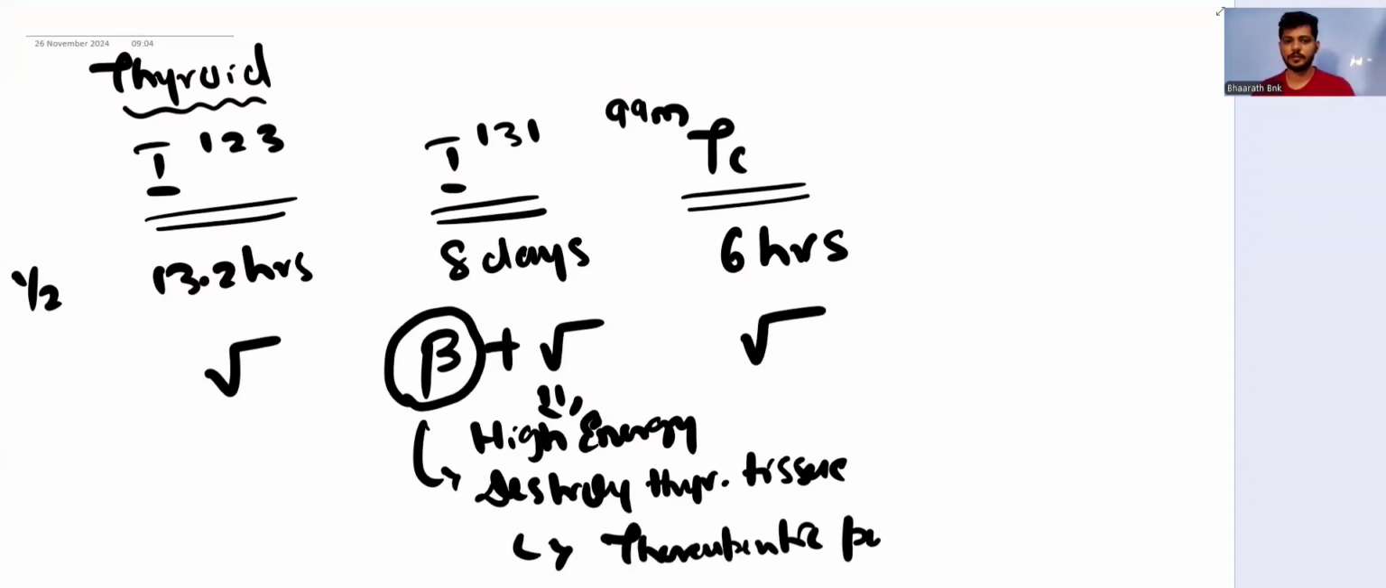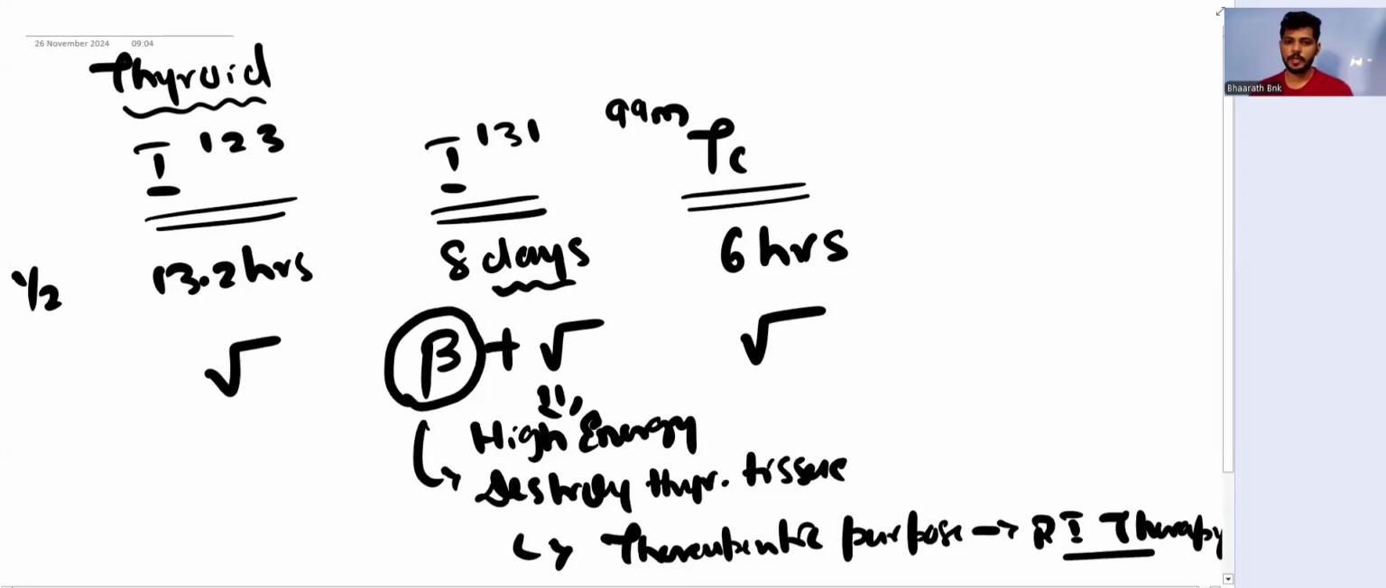The main use of iodine 131 is for therapeutic purposes because it has a longer half-life of about 8 days, and it also emits beta particles in addition to gamma radiation, so that it destroys the thyroid tissue. That is why it is used for therapeutic purposes, which is called radioiodine therapy.